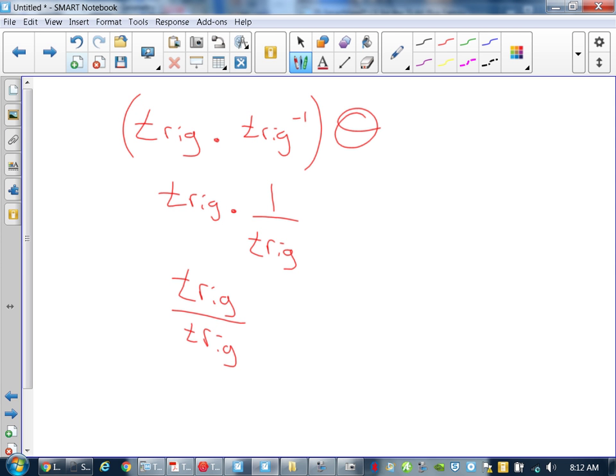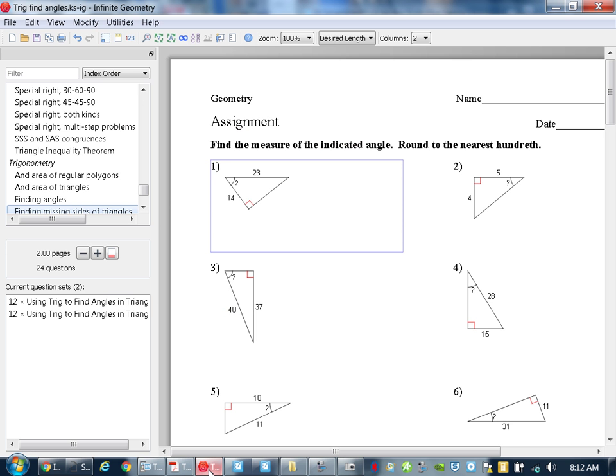That's what this stuff does, guys. This is the next natural progression within this stuff, finding angles. Let's try another one.